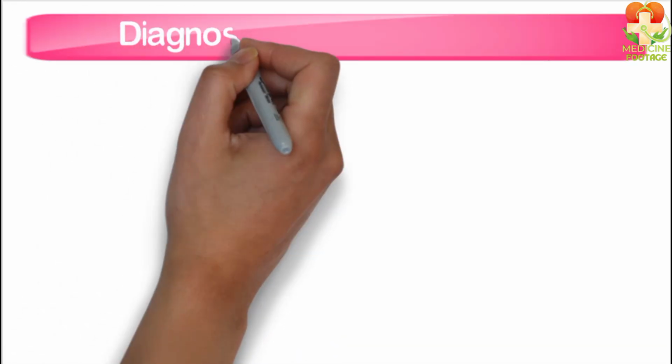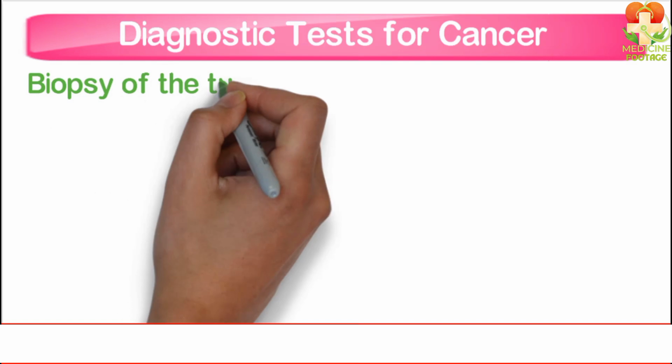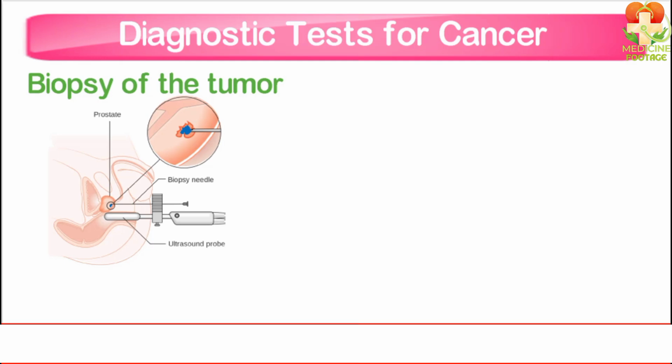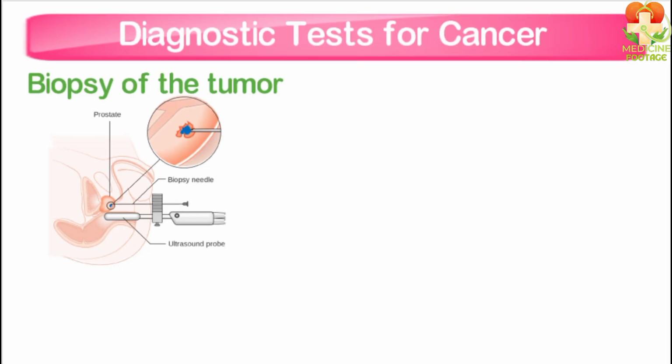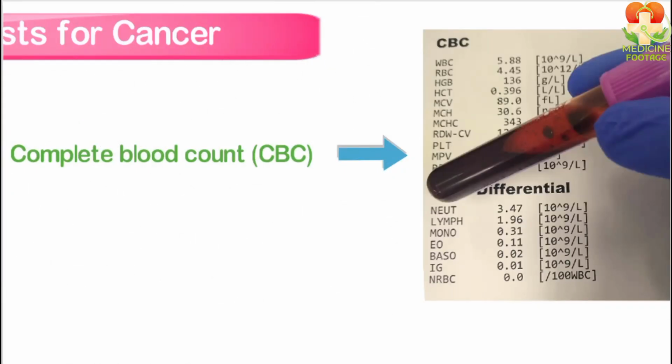Now, let's move on to what tests are done for confirmation of cancer if someone has it. Students, the first test we do is biopsy. In this figure, you can see an injection is being used for biopsy. Then this sample is sent to the lab, where it is found out whether it is a tumor or not. The second test we do is CBC, complete blood picture, in which we find out cancer.